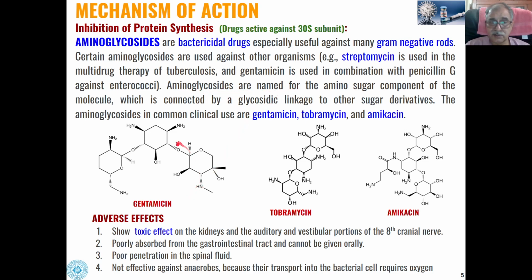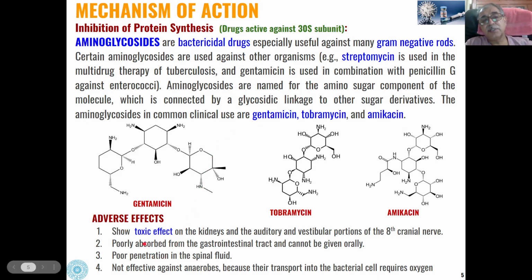The name aminoglycoside is because of this component: an amino sugar linked through a glycosidic linkage to another sugar derivative. So in all these you can see this is the amino sugar, then this is the glycosidic linkage present among these. That is why these are called aminoglycosides. The most common examples are gentamicin, tobramycin, and amikacin. All of these are commonly used, acting against the smaller subunit of the ribosome.